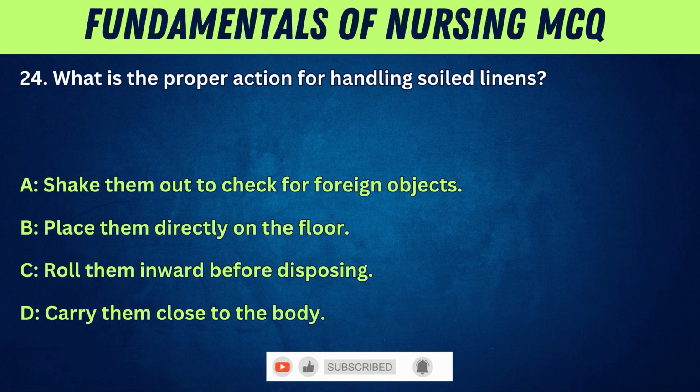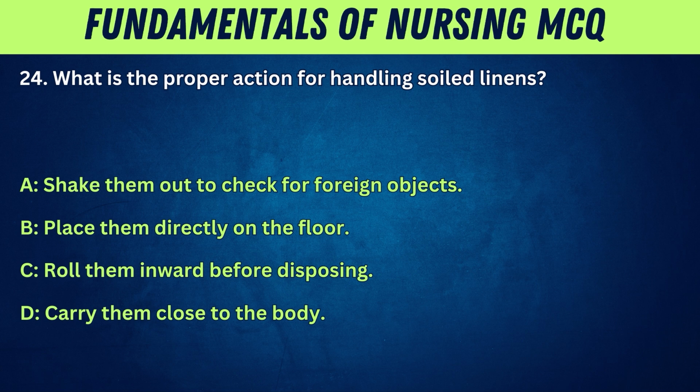24. What is the proper action for handling soiled linens? A. Shake them out to check for foreign objects. B. Place them directly on the floor.